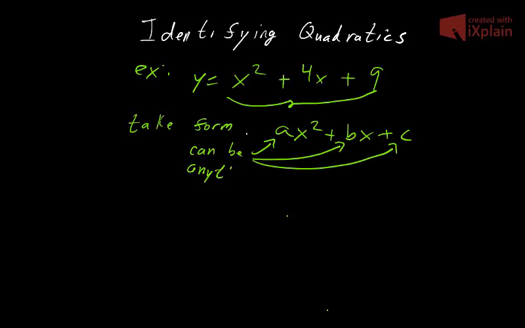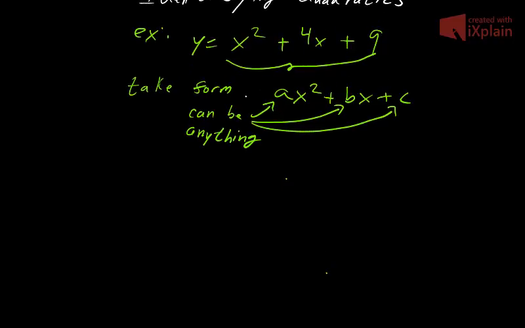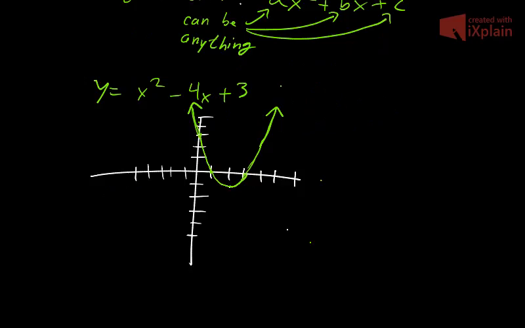I want to show you guys a little bit what this looks like. So I'm going to graph a quadratic real quick just so we can look at it, and the quadratic I'm going to graph is y equals x squared minus 4x plus 3. So give me just a second and I'll get this graphed. Alright, so this is what the graph of y equals x squared minus 4x plus 3 looks like.